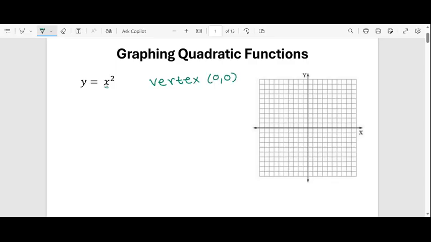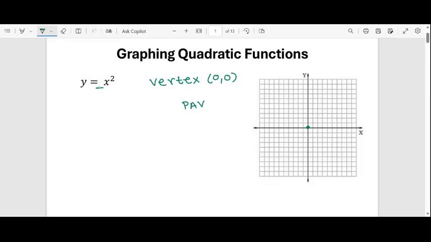I know that because there's nothing with my x here, and there's nothing behind my x here. It's going to start at (0, 0). There's no numbers putting it anywhere else. So we're going to start right there at the origin, which is (0, 0). Then I can make what's called a pattern about the vertex table.